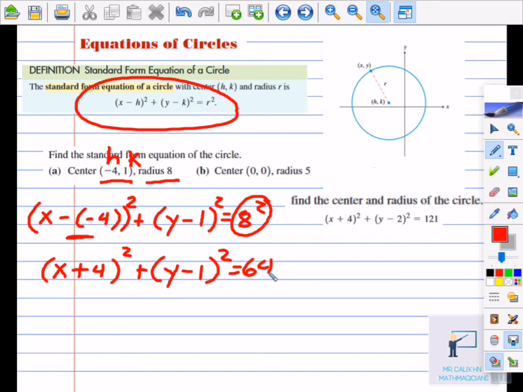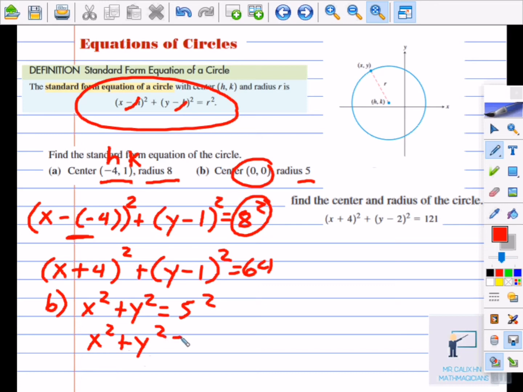Now, for the second one, we have a center of 0 comma 0. Okay, our center 0 comma 0. That means that we can eliminate our h and our k. We will just have, this will be for letter B, x to the square plus y to the square is equal to the radius, that in this case the radius is 5, so it will be 5 to the square. Your equation is x to the square plus y to the square is equal to 25. This would be your answer for letter B. Let's change our colors so we can do the next type of exercise.